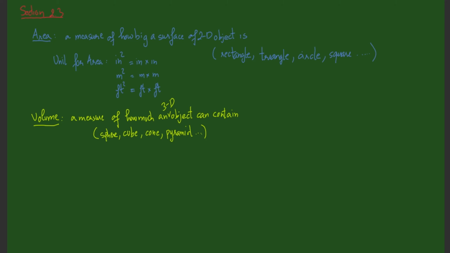And the unit for volume will be inch cube, meaning inch times inch times inch, or meter cube, meaning meter times meter times meter, or kilometer, decimeter, centimeter. You know a bunch of international units. Or feet cube, which is feet times feet times feet.